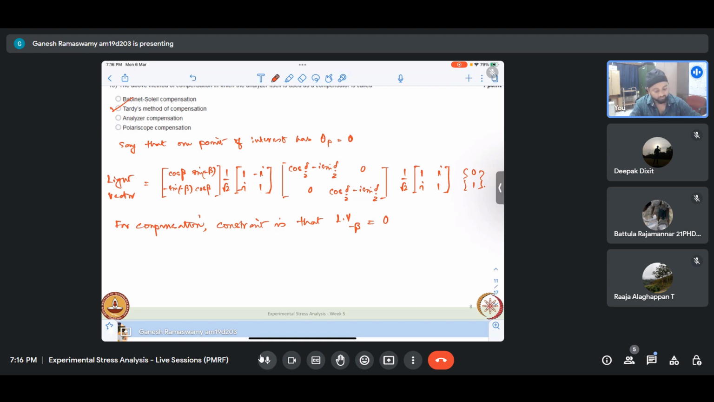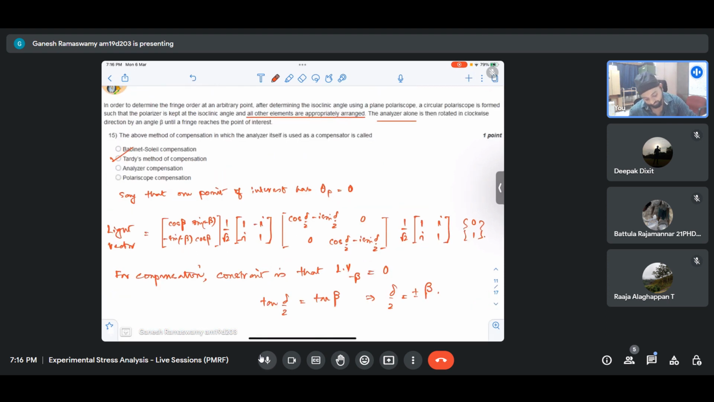So if I impose this constraint after multiplying this out, I'll be able to see that I'll get a neat condition like this. So it will be tan delta by 2 is equal to tan beta, which implies that delta by 2 is plus or minus beta, because it could go either way. It could either be plus or minus. One thing to note here is that fractional fringe order can be negative also.